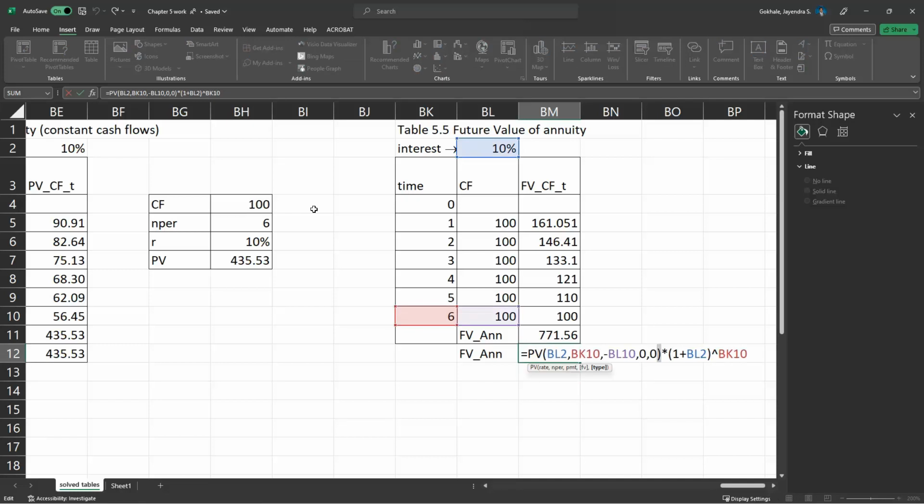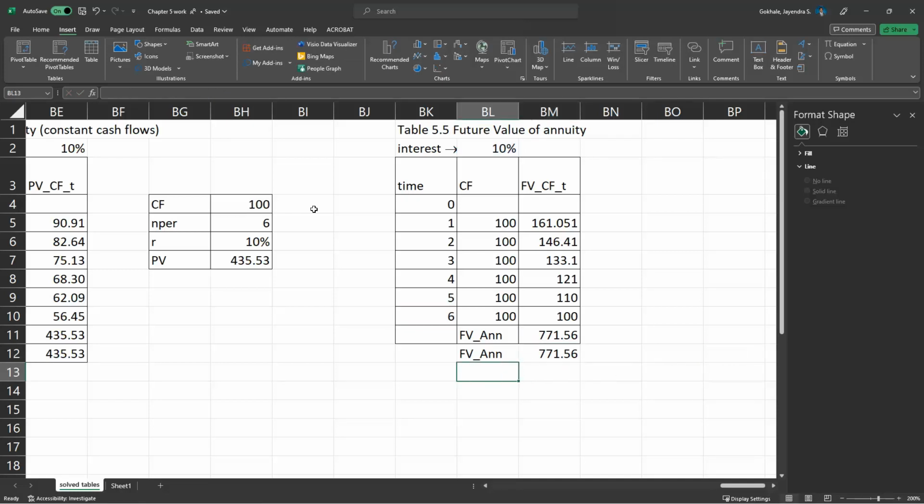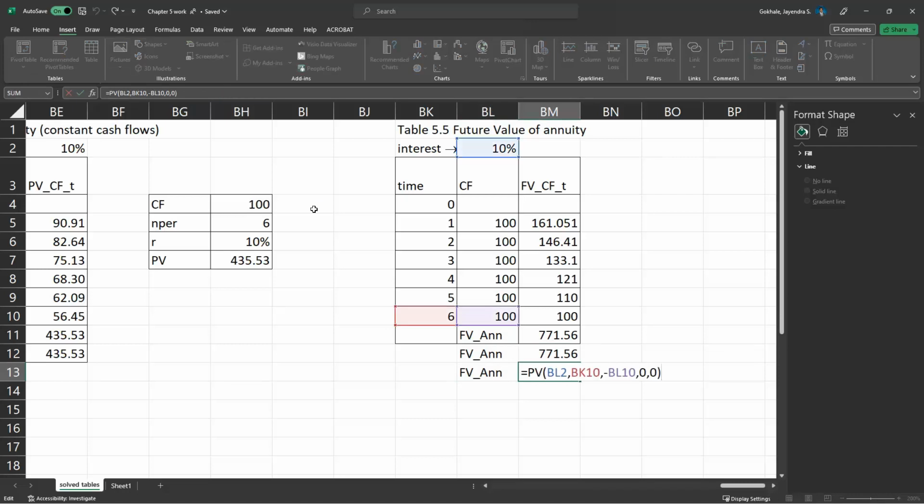So let's just copy the formula. There are many ways to do this. So this is the present value formula. Now why don't we take a future value of the present value? So FV, rate, so that is BL2, comma, BK10. BK10 is the number of periods, comma. There's no payment now. We just have an equivalent present value, and that is what we just found out using the PV function. So that's the present value, comma, type is 0. So that'll also give us 771.56.